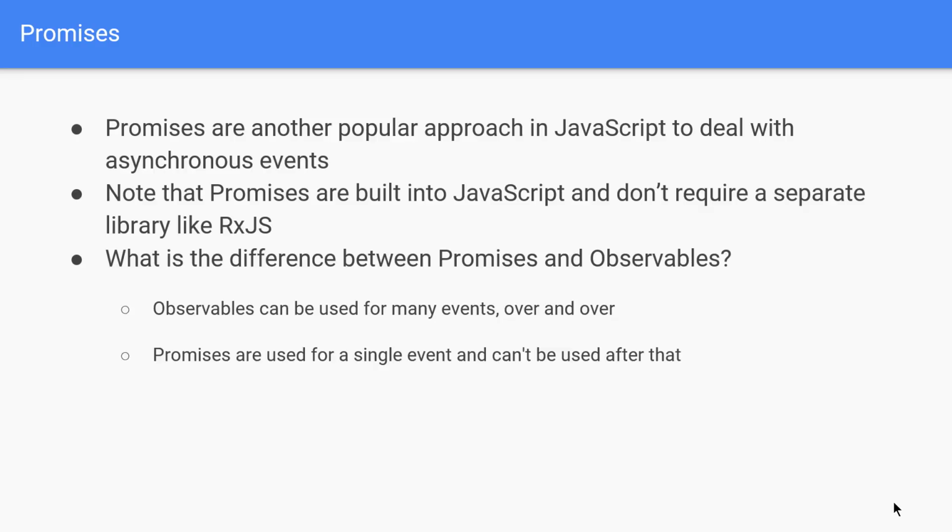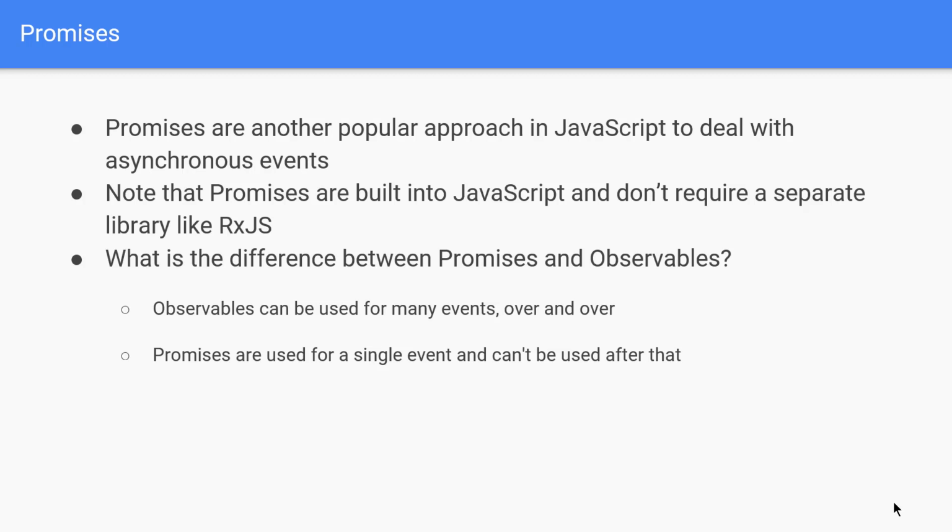Promises are another popular approach in JavaScript to deal with asynchronous events and are an alternative to using callbacks. Note that promises are built into JavaScript and don't require a separate library like RxJS as observables do. So a promise is an object representing the eventual completion or failure of an asynchronous operation.